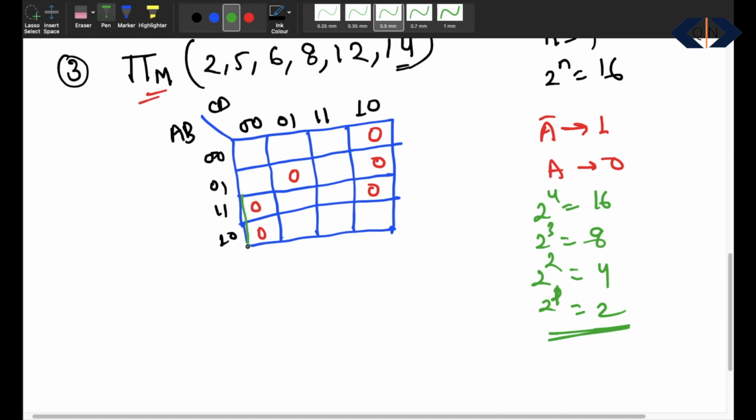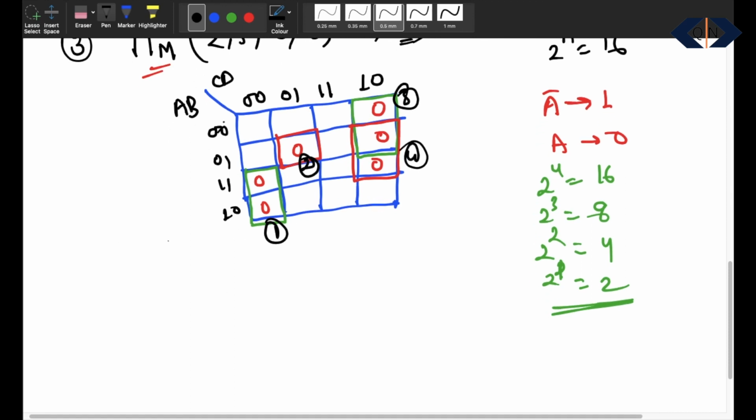So this can be our first group, or this can be our second group, and this can be our third group, and we can't group it separately. Folding also is not possible. This will be the fourth group. So how many groups have we made? One group, two groups, three groups, and a fourth group we have made. So now let's start writing the simplified equation.